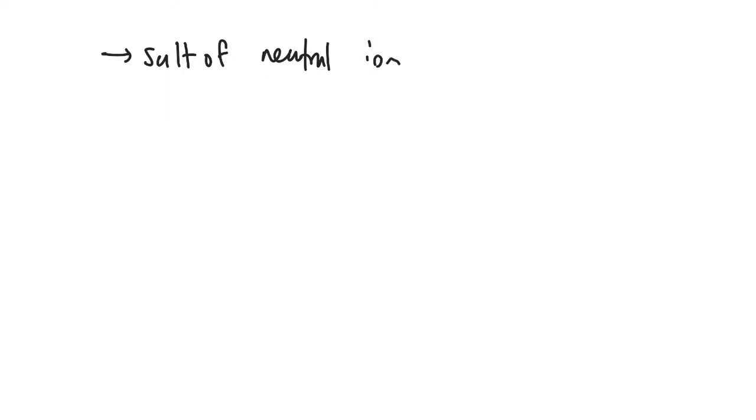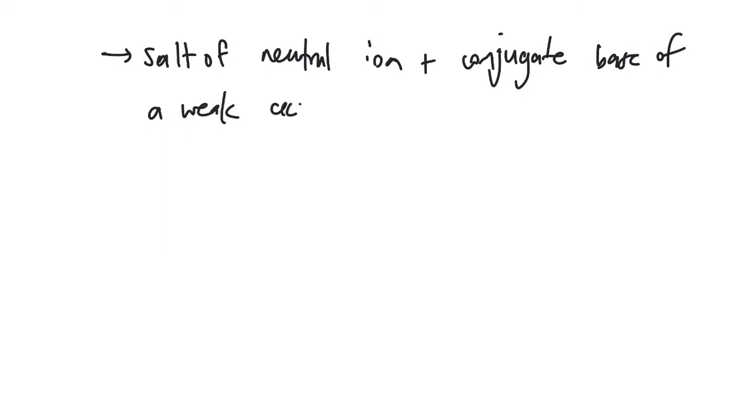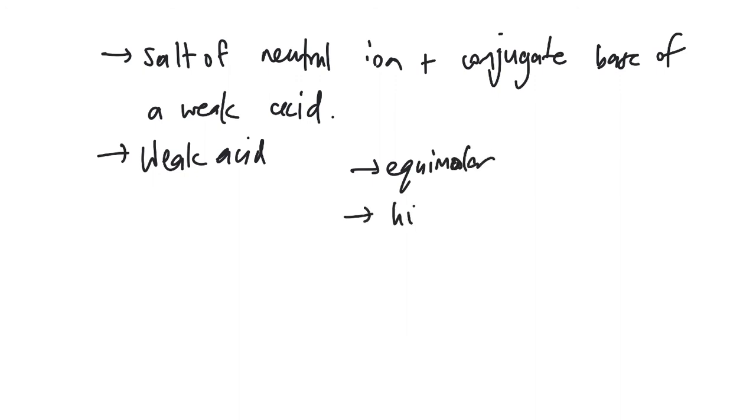Good. A neutral ion and a conjugate, let's just say base of a weak acid. And what else? Because that's one half of it. You've put in the conjugate base, now you need to put in the weak acid. So you need a weak acid and the salt of its conjugate base, or a weak base and the salt of its conjugate acid. You put those two things together and you want it in equimolar amounts, and you want it to be at high concentration.